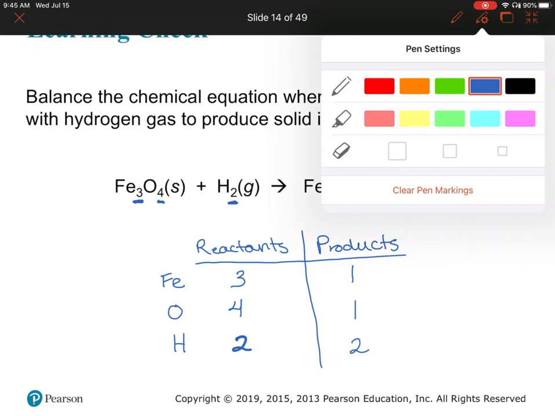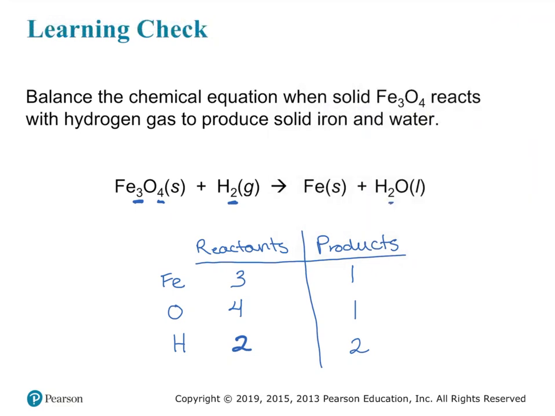So let me pull up a different color. So we have 3 iron atoms on the left, but only 1 on the right. So let's multiply iron on the product side by 3. Okay, so now we have 3 iron atoms on each side. Perfect. So now let's move on to oxygen. So we have 4 oxygen atoms on the left, but only 1 on the right. So let's multiply H2O on the right by 4.